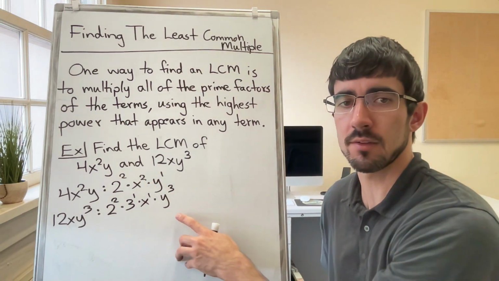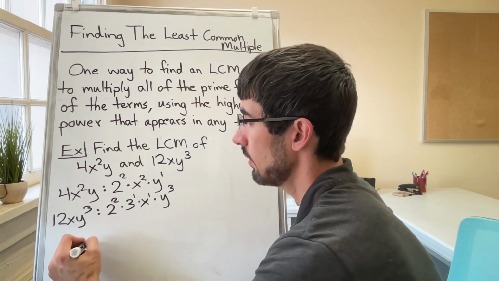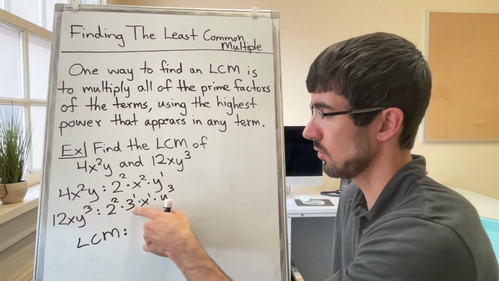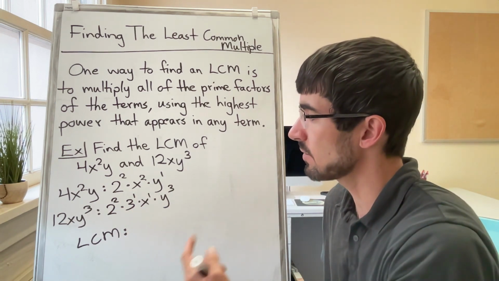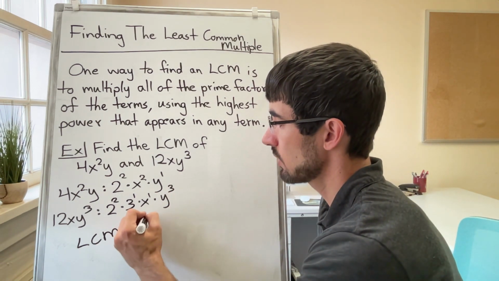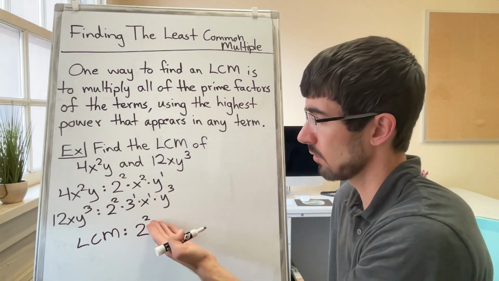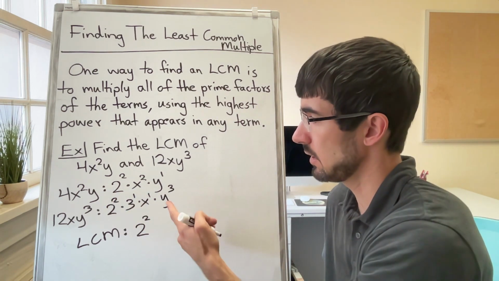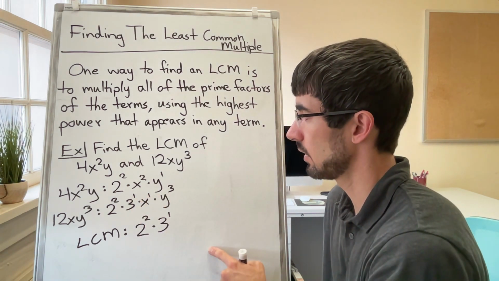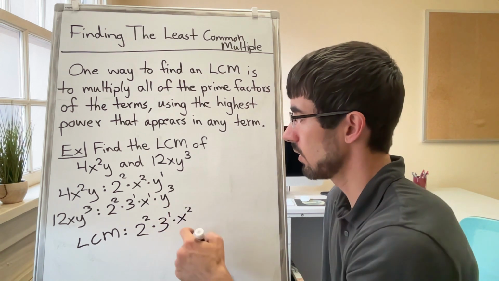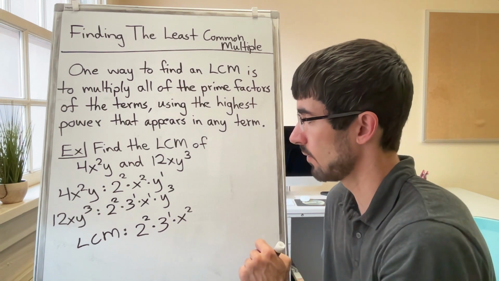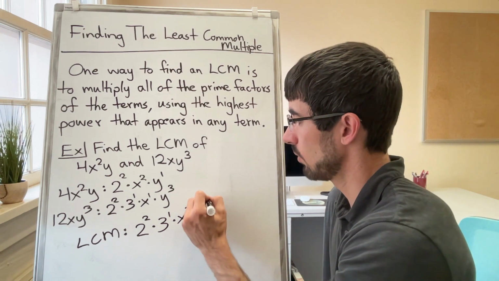So here I have these lists of all the prime factors of any term. The LCM of these two terms is going to include all the different prime factors, so it's going to have 2's and 3's and x's and y's, to the highest power that any of these factors appear in any term. So I need to take 2 squared, these each have a 2 squared, so the squared is the highest power that we see in any single term. I need to take 3 to the first, this has 3 to the first in it. I need to take x squared because that's the highest power, this has x to the first, this has x squared, the highest power wins out. And I need to take y cubed.